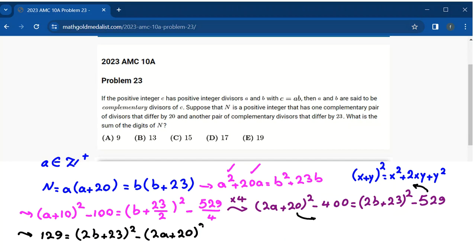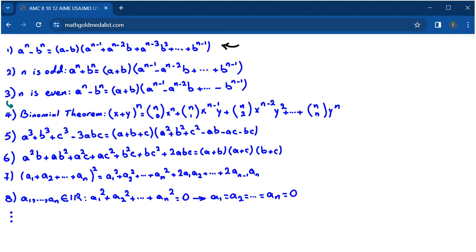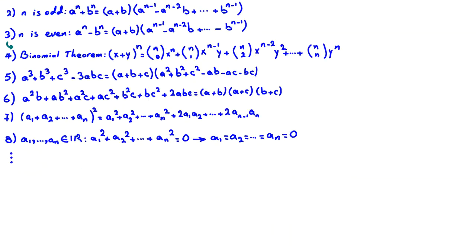I want to use a famous identity. x squared minus y squared is x minus y times x plus y. And we have a formula for general n. The formula is exactly this one. For n equals 2, it will be a minus b times a plus b. But for n equals 3 and 4, for all of them, we have this identity. I told you the general form of many identities. Here, you can check these 8 identities. In my next videos, I will check the rest.